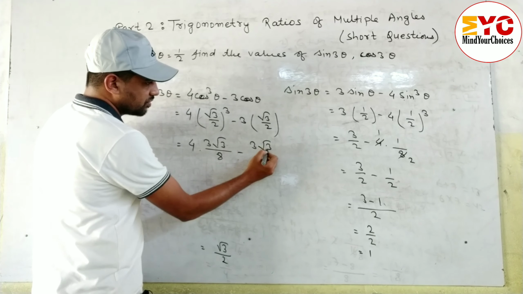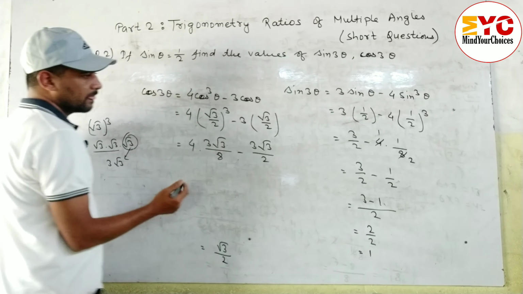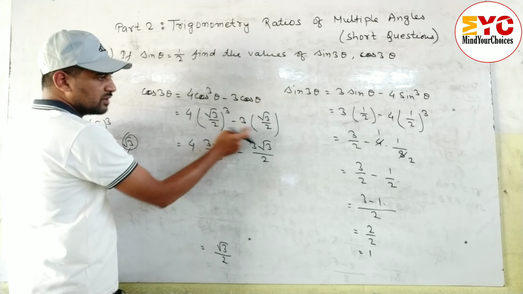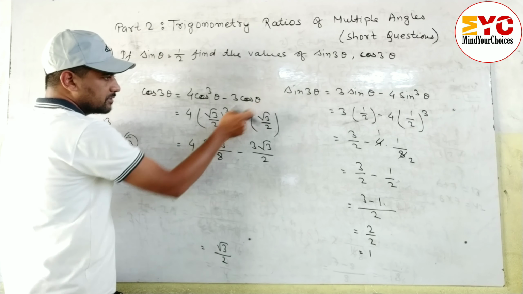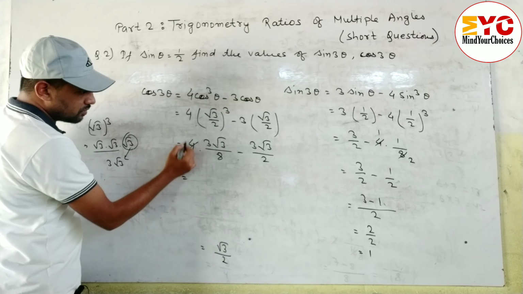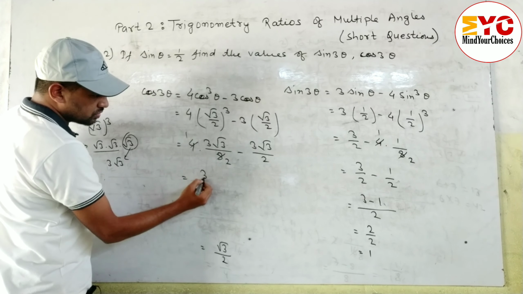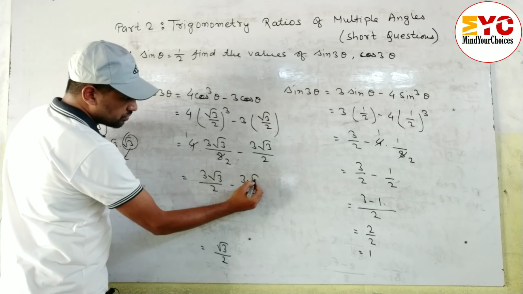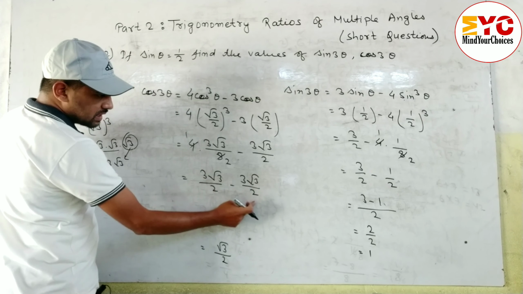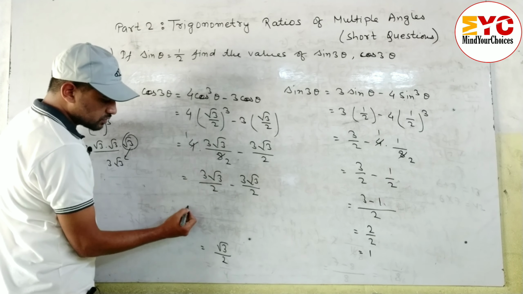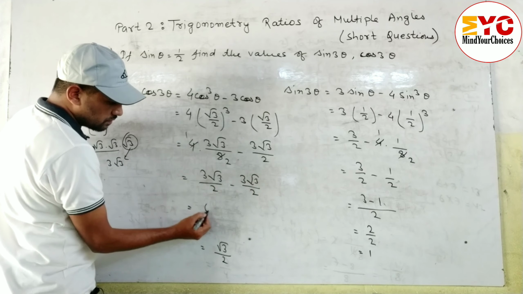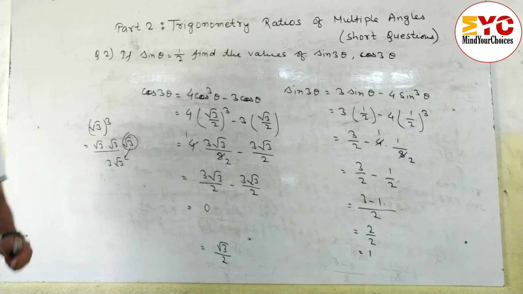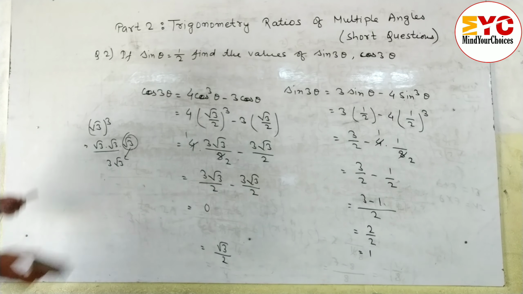3 root 3 by 2. We have to multiply by numerator only, not with denominator, only upper side. Now 4 ones are 4, 4 twos are 8. So 3 root 3 by 2 minus 3 root 3 by 2. Now both are same, one positive, one negative. So when you subtract, when you cancel this 2, we get 0. So we got the value of cos 3 theta, which is 0.